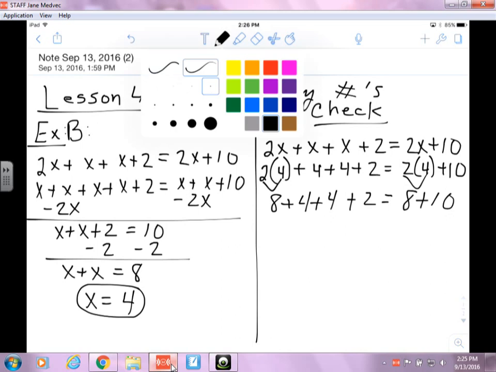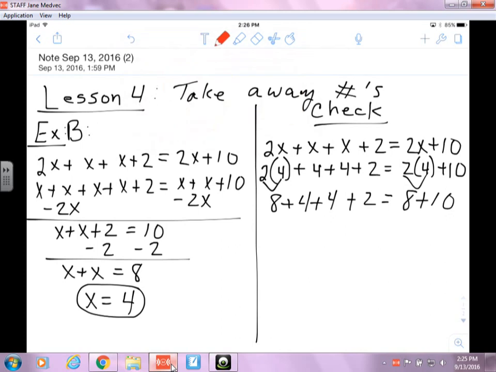Now, this is what I'm seeing on some of your homework quizzes. So just watch for a minute. I'm going to do it wrong. I'm going to put it in red. Okay, so don't do this. I'm seeing kids do this. I'm seeing them do 12 plus 6. What's wrong with that? Why is that not okay?